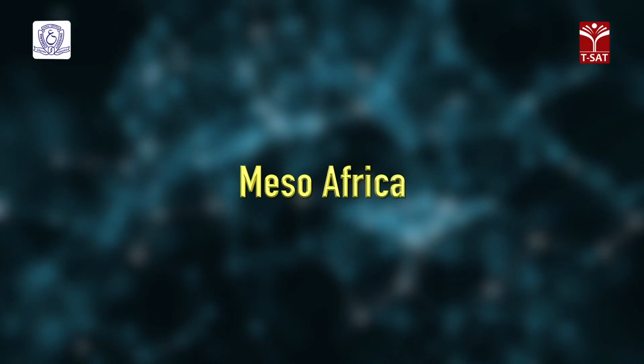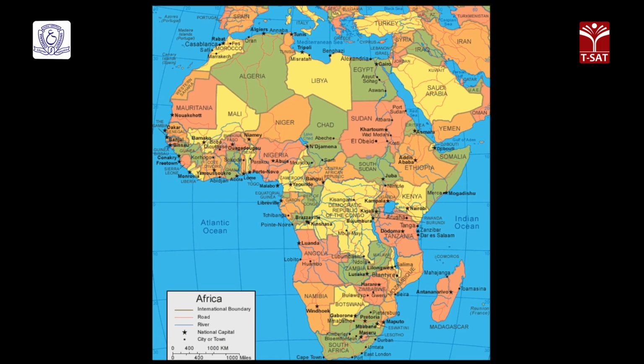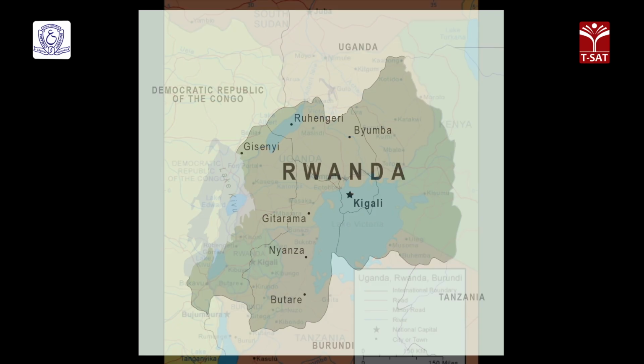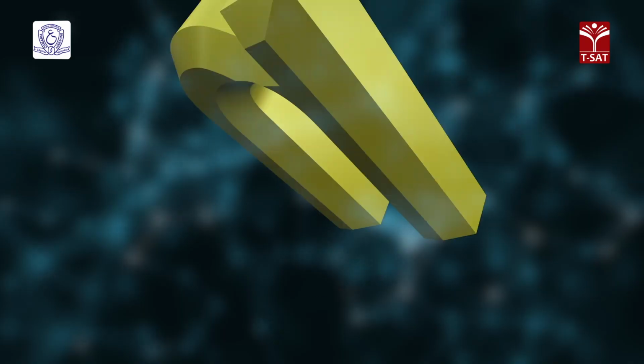Now, let me take you to Meso-Africa. It includes the countries of Middle Africa such as Congo, DRC, Uganda, Rwanda, Chad, Malawi, etc. These countries are marked by an abundance of natural resources, but due to low technology, their exploitation is low. There is a lack of industries in African countries.